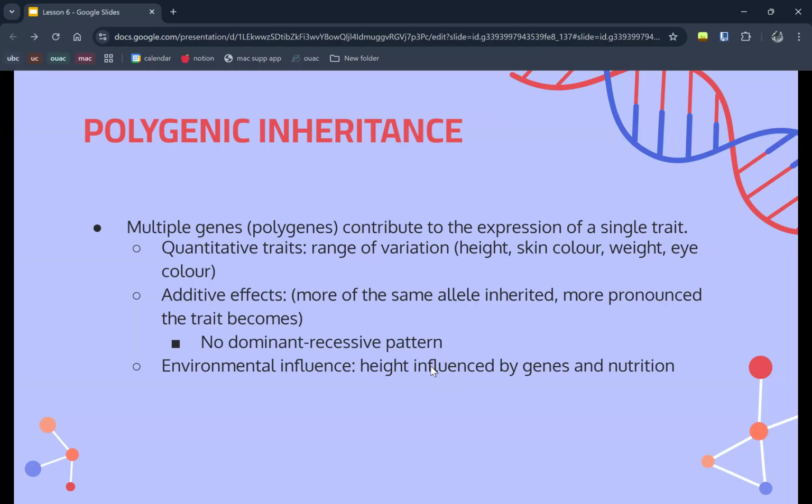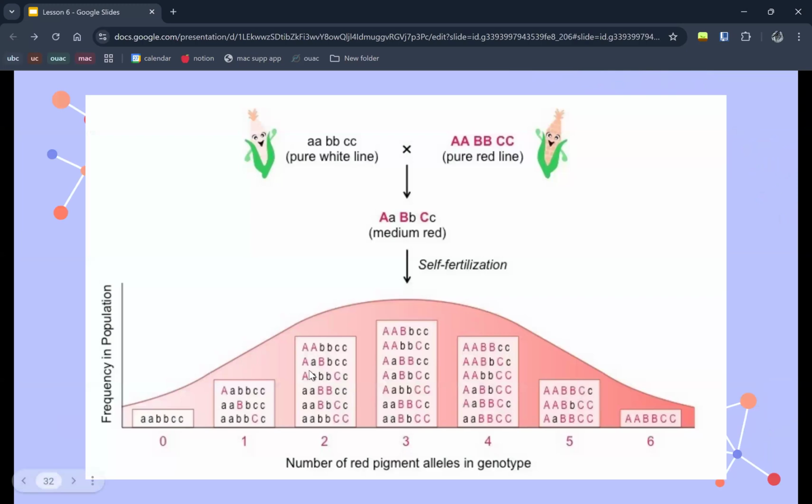Polygenic traits are also often influenced by environmental factors, which makes them a little more complex to predict. So for example, your height is determined by your genes, but is also significantly affected by your nutrition during development. So looking at that bell curve that we talked about, the majority of the outcomes will fall somewhere around the median, and then it becomes less likely to be at those extremes.